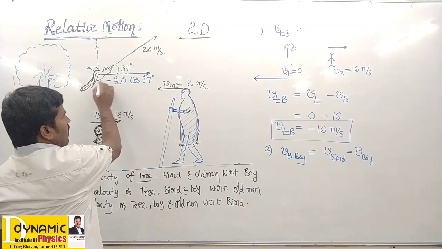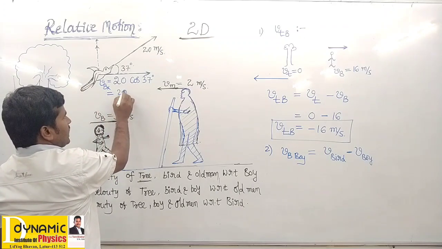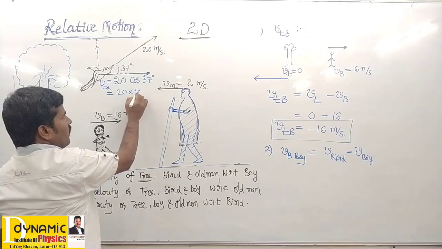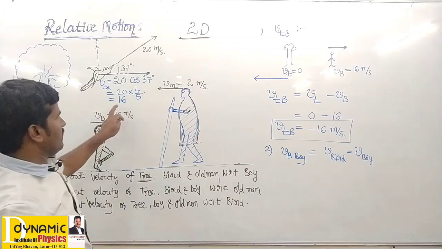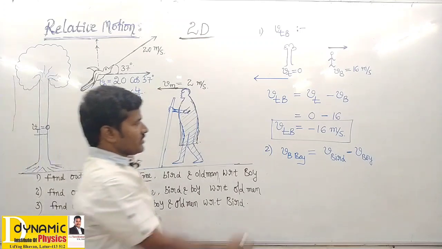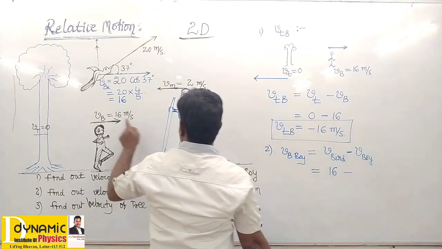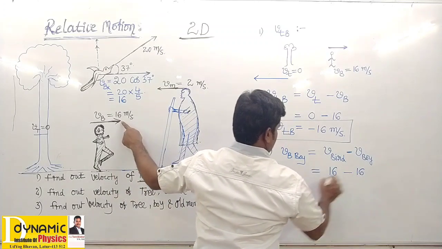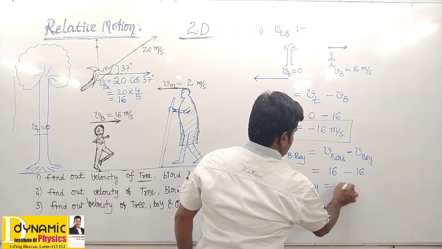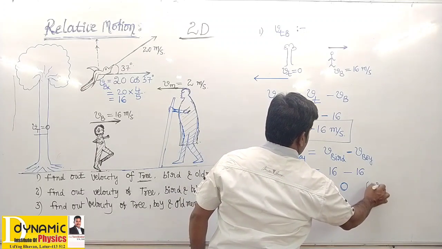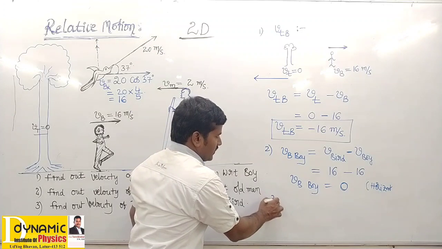This is the bird's horizontal velocity, the bird's x direction velocity. It is 20 into cos 37, which is 4 by 5. Its value becomes 16. So the bird's velocity in the horizontal direction is 16. Bird velocity 16 minus boy velocity, also 16 in the same direction. Then bird with respect to boy, this velocity becomes 0. Horizontally its value becomes 0.